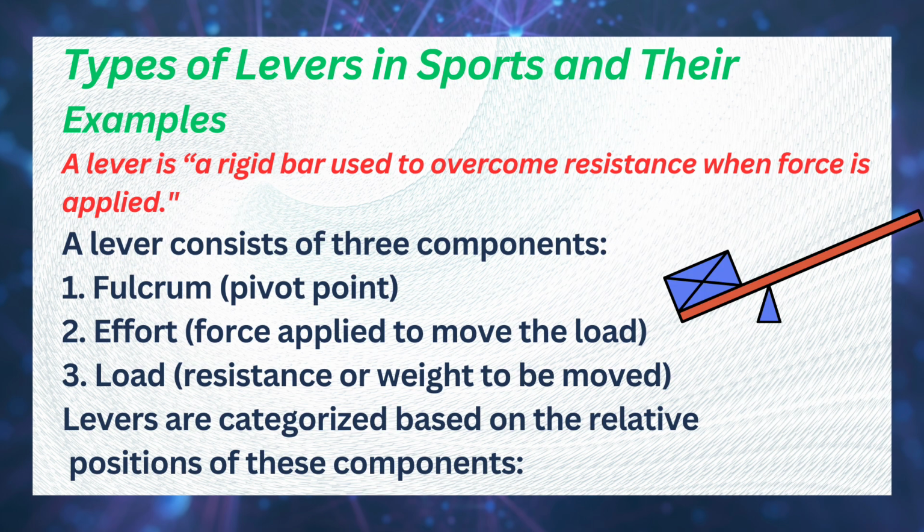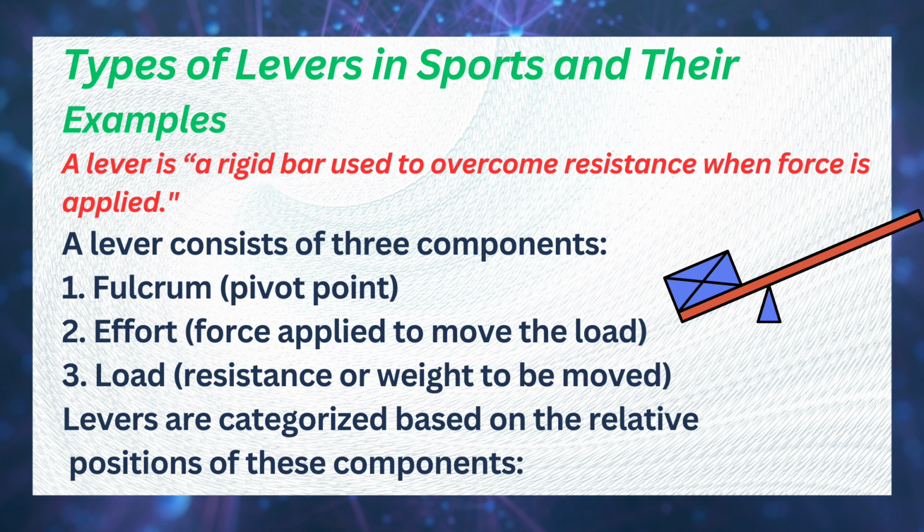Types of levers in sports and their examples: a lever is a rigid bar used to overcome resistance when force is applied. A lever consists of three components: 1. Fulcrum, the pivot point; 2. Effort, the force applied to move the load; 3. Load, the resistance or weight to be moved. Levers are categorized based on the relative positions of these components.